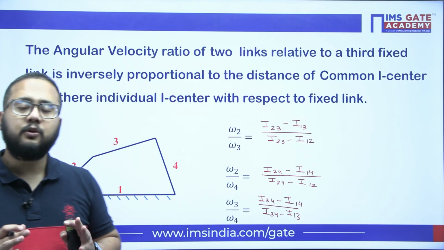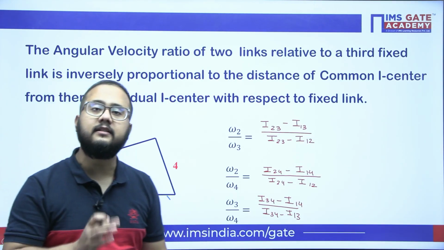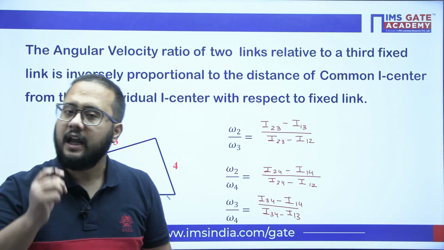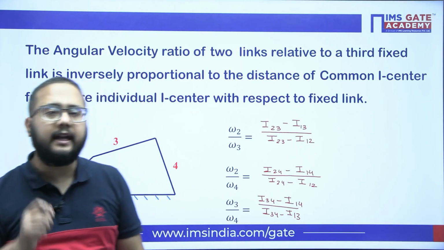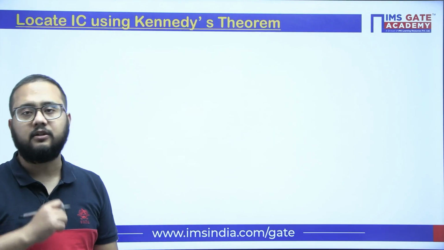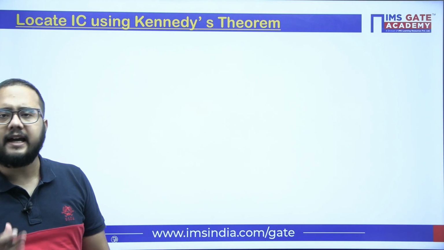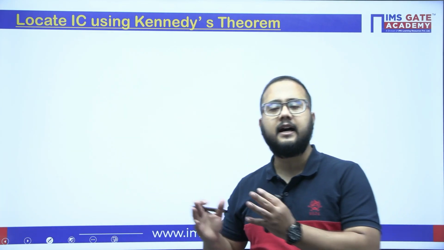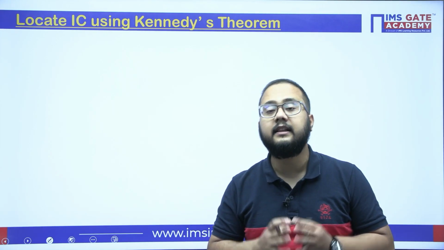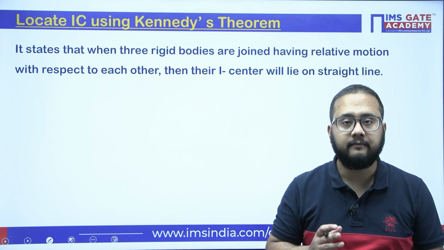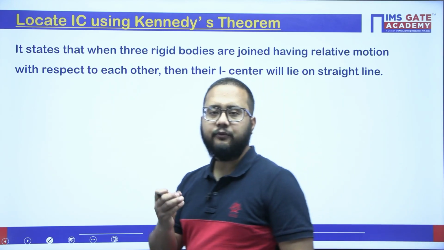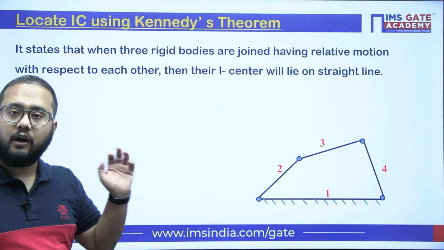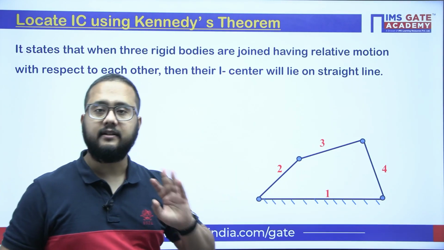Now, to use this relation we need to know the distances, and to know the distances we need to locate the eye centers first. Now, we will understand how we can locate the eye centers using Kennedy's theorem, right. And what is Kennedy's theorem? In Kennedy's theorem we understand that if any three links are in relative motion, then their eye centers will lie in a straight line, right. So, again we will take one 4-bar mechanism here and understand how we can easily locate the eye centers, right.